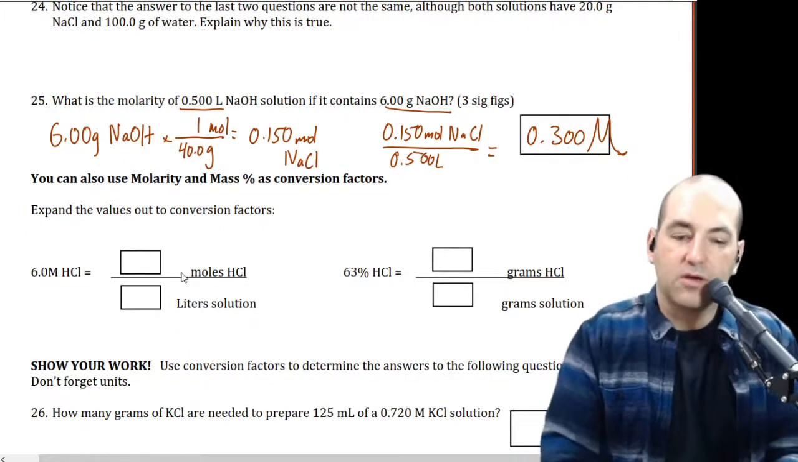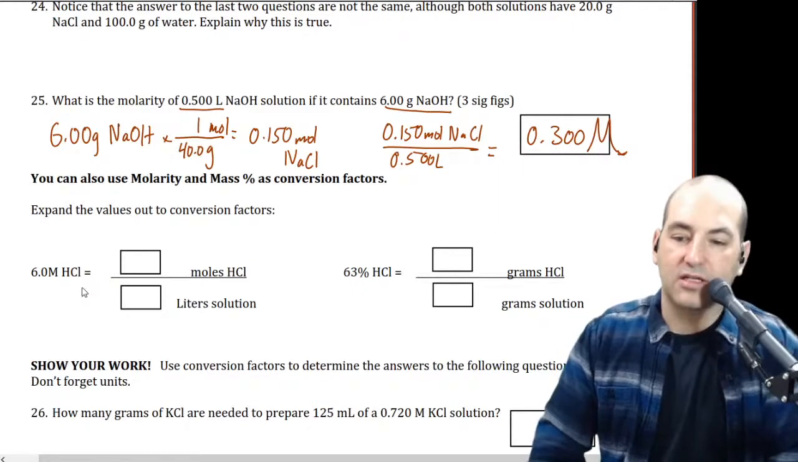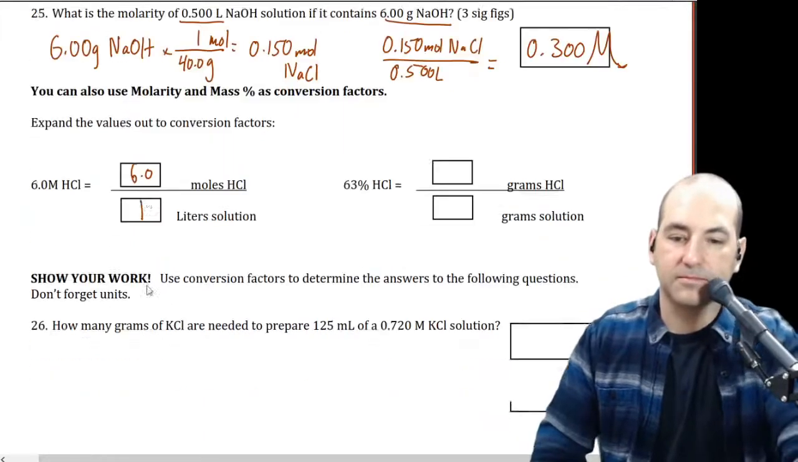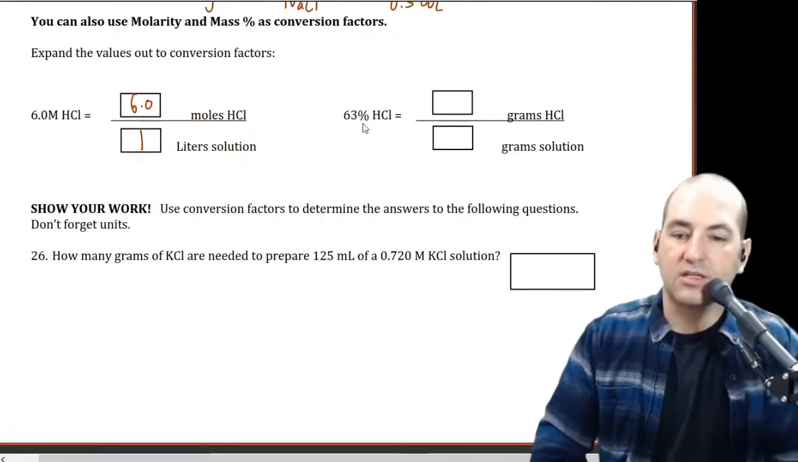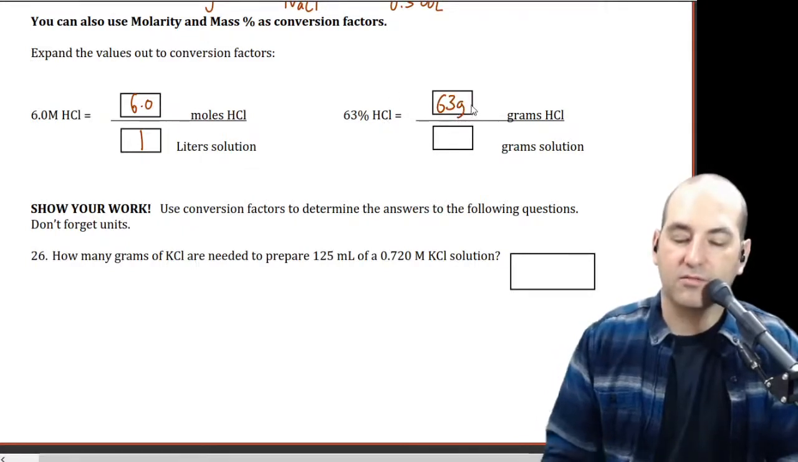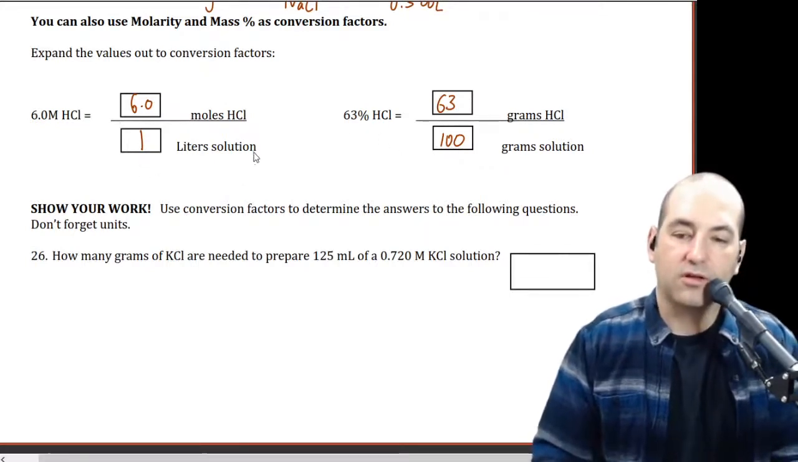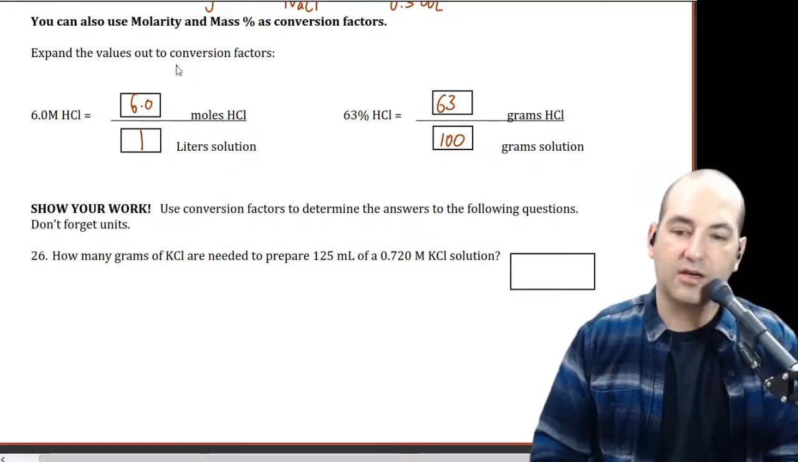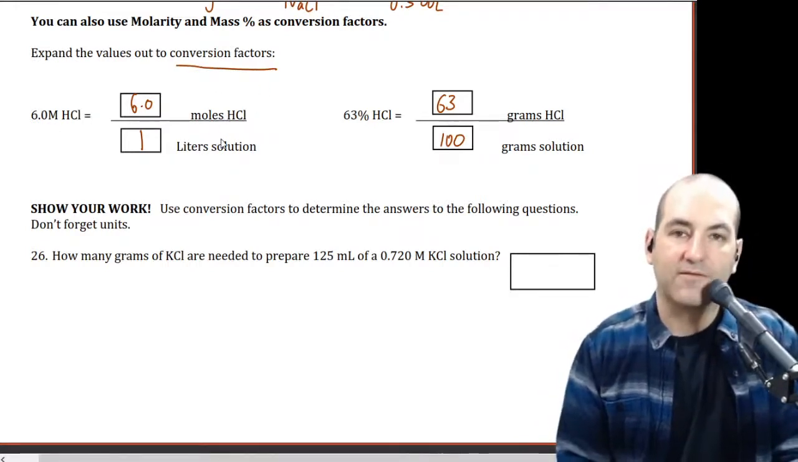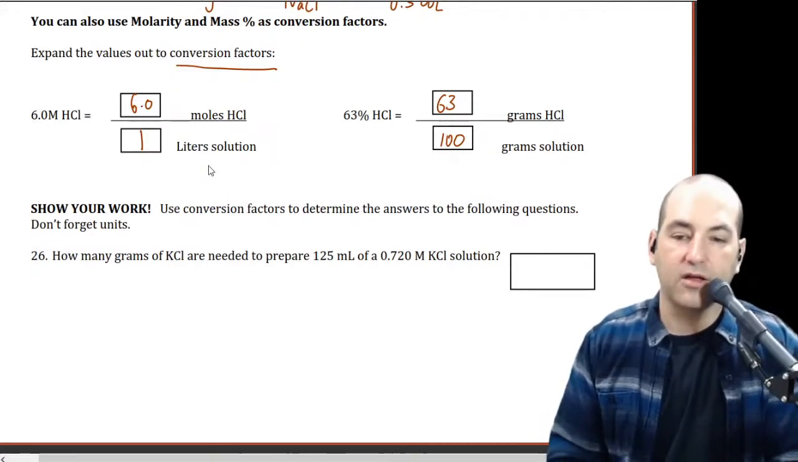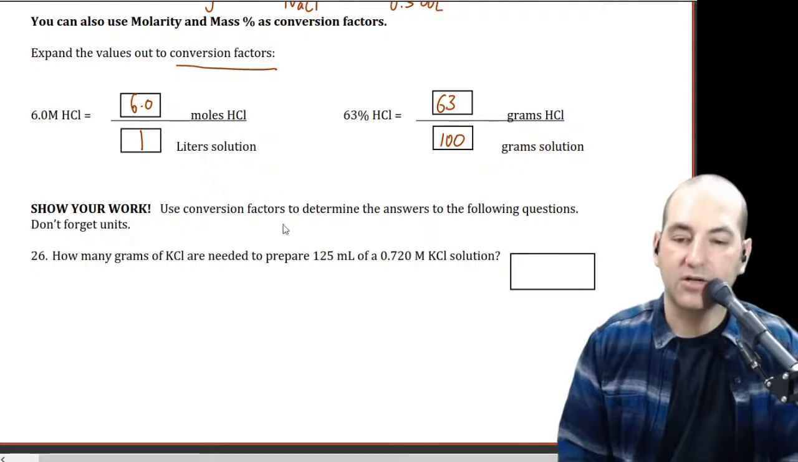So molarity can also be used as a conversion factor. 6 molar HCl means 6 moles per 1 liter. 63% by mass HCl means 63 grams of HCl per 100 grams of solution. So sometimes it can be useful to think of the concentration as a conversion factor because it gives us a way to convert between volume and mass or volume and moles depending on the type of concentration we're thinking about.